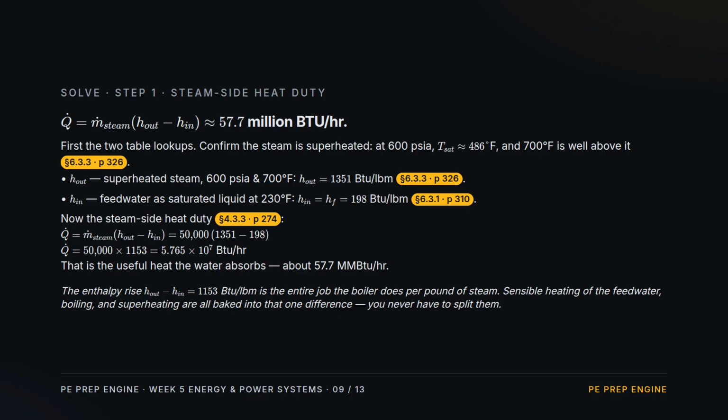Confirm superheated. At 600 psia, saturation is about 486, and 700 is well above, so read the superheated table. H out is 1351. Feed water at 230, read as saturated liquid, is 198. The enthalpy rise is 1153 per pound. Multiply by 50,000 pounds an hour, and the heat duty is about 57.7 million per hour. That's the useful heat the water absorbs.